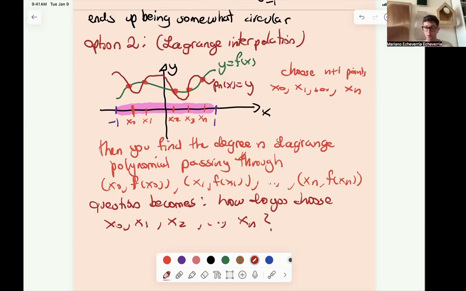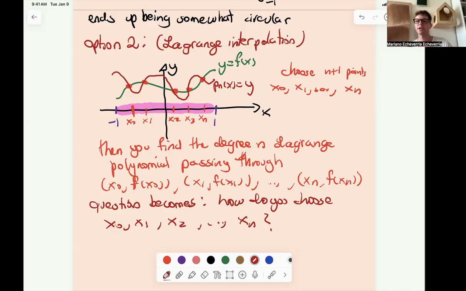Because once you have those points for the x values, that gives you the corresponding y values, because now you are sampling. That's the word that you use. Now you're taking the y values from the function itself. And once you have the x and the y values, you have the points, and then you can find the polynomial, right? So it all boils down to the question of how do you choose these values for x0, x1 up to xn.